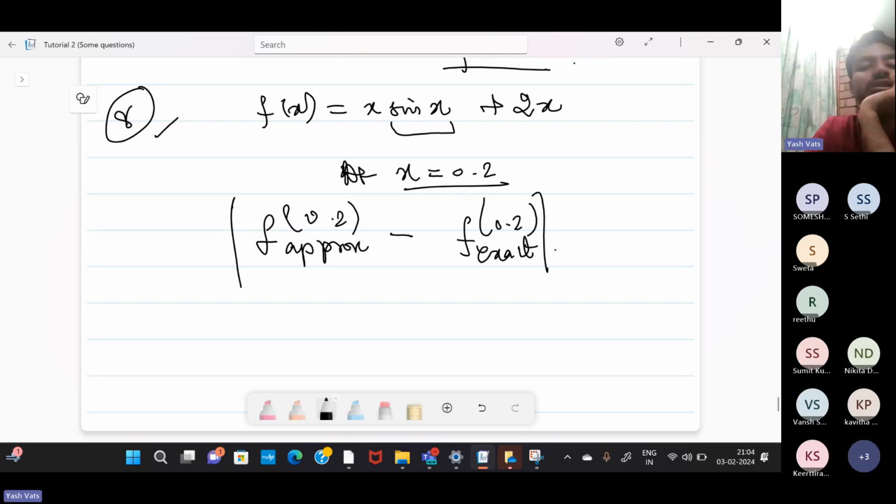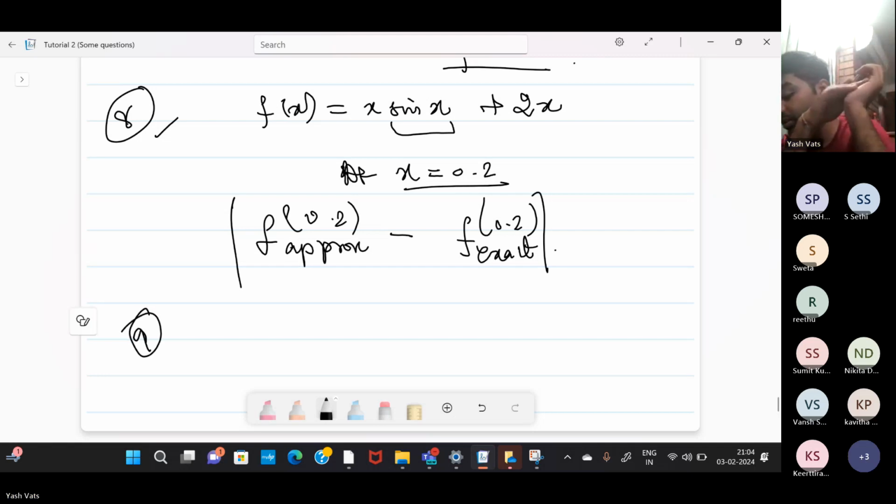Okay, so the ninth question is about the loss of significant digits. How do you identify the loss of significant digits? It's all about the ways the sir has mentioned in the lecture. You can just try to see that, and try to find out the correct option out of them. That will help you.